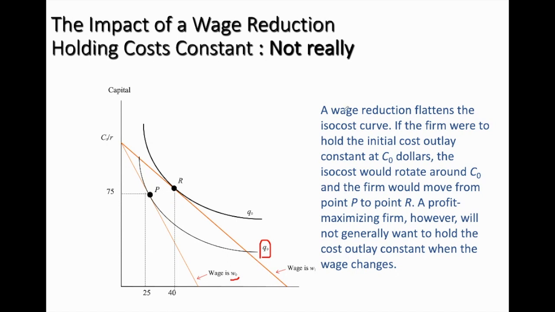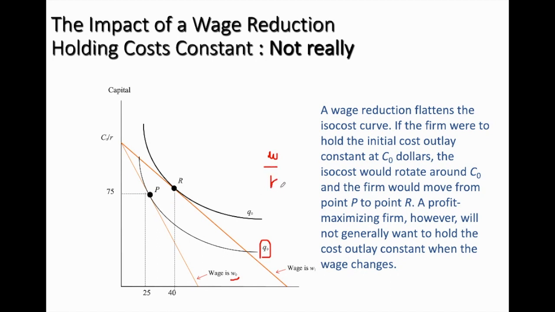Now let's say that there is a reduction in the wage rate. How can we show the effect of wage reduction? Recall that the slope of our isocost is the input price ratio given by W over R. So this is the slope of the isocost.